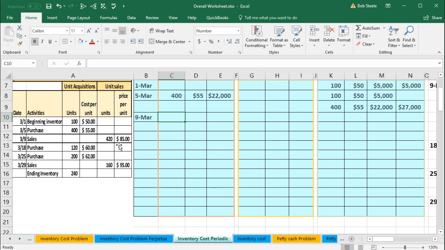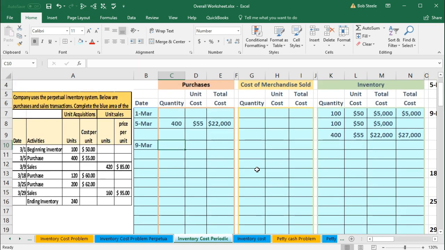Now the tricky thing is that when we are in a periodic system, we will not be recording the sale. If we were in a perpetual system, we would record the sales side, however, not the cost side, which is what this worksheet is showing. Therefore, this row, which we would be using in a perpetual system, won't be shown here. The only reason I have it here is just to show the difference. We're not doing this row as we go through the month. However, we will be calculating the cost of goods sold on a periodic basis.